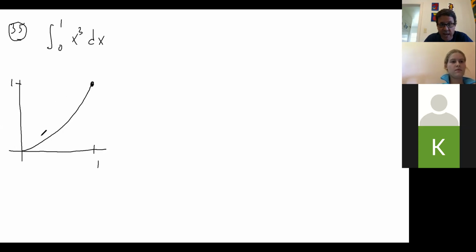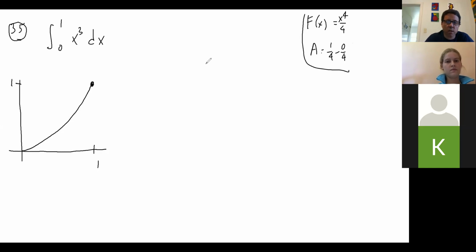I mean, certainly less than a half, because if I do a triangle, it's smaller than that triangle, which would have area half. If I did my fundamental theorem over here with capital F and took the antiderivative, I would get x to the 4th over 4. And now when I plug in those bounds, I'll get 1 over 4 minus 0 over 4. So the answer is a quarter. The overall answer for the area is a quarter.